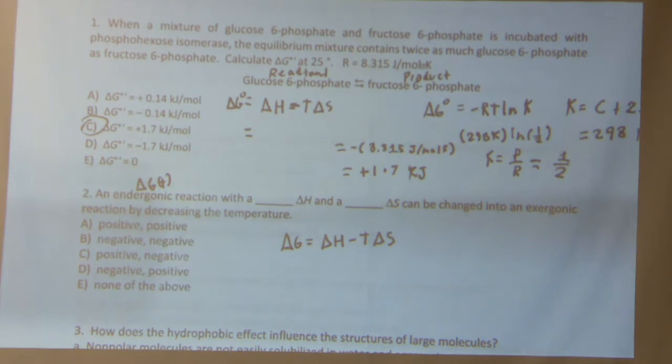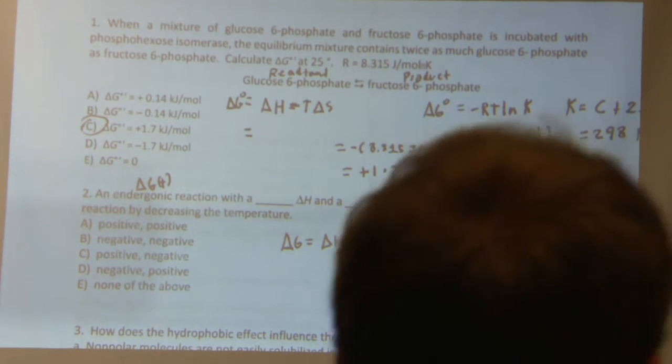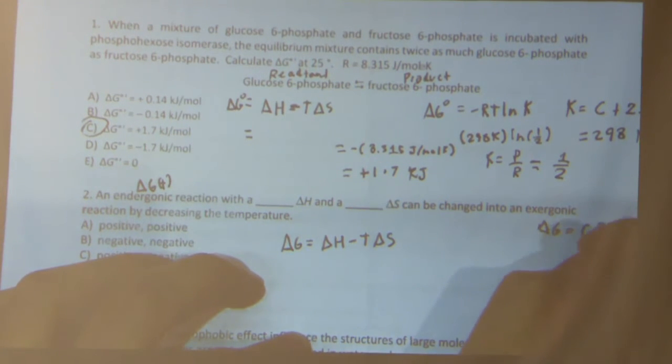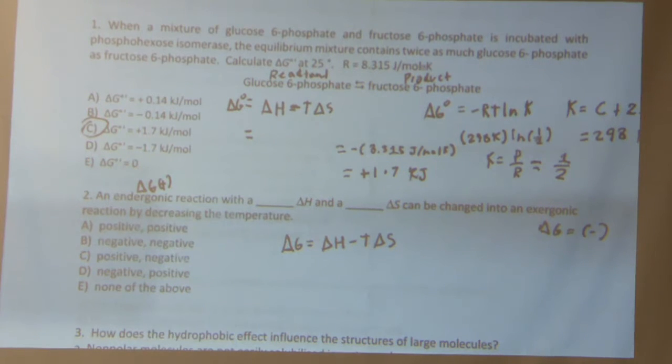So based on that equation, if we substituted, what could we substitute in that would allow temperature to be the dependent factor from changing a positive delta G to a negative delta G? So let's just plug and chug and see what happens, because that's usually a good way to solve.